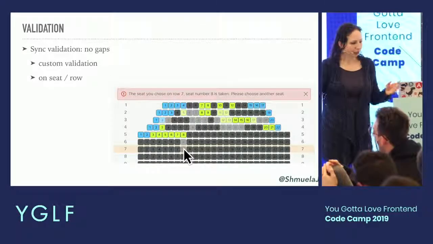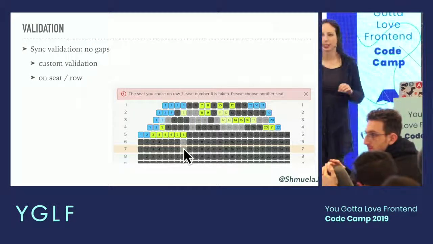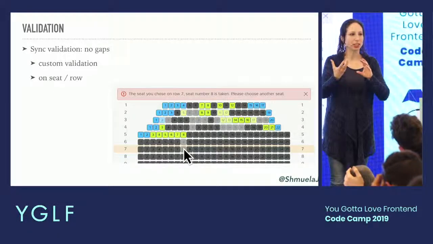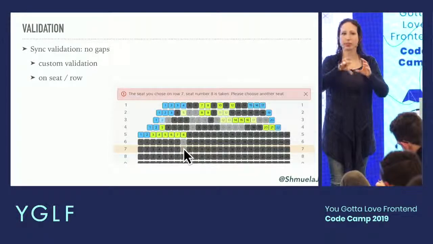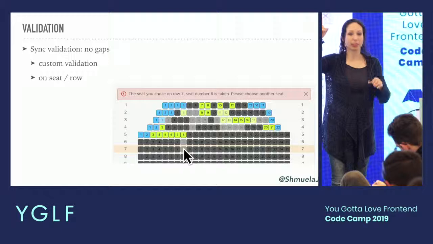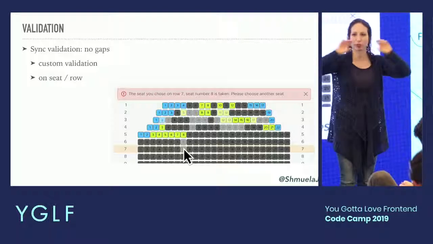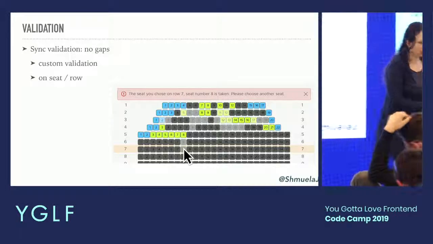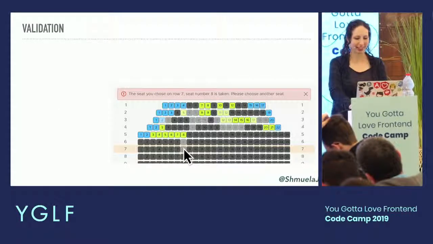Another way of doing that is doing the validation on the seat whenever a seat value changes. And then when you call the validation function, it gives you the control, right? The control with all the state and all the value. And each control also has a pointer to its parent. So you can actually go from the seat to the whole array, the whole row, and check whether the adjacent seats are also occupied or not. This is control.parent.